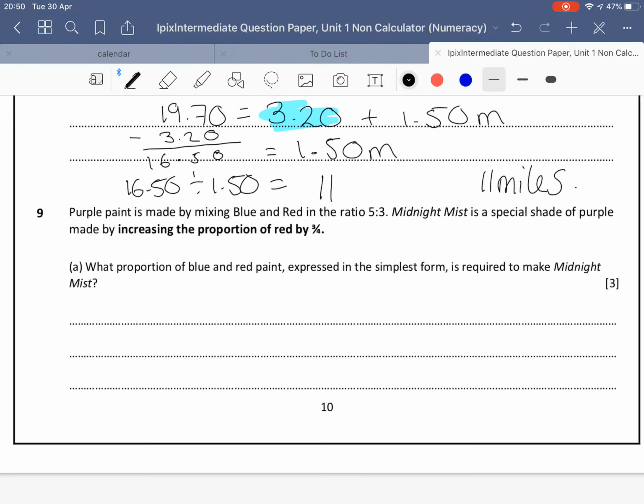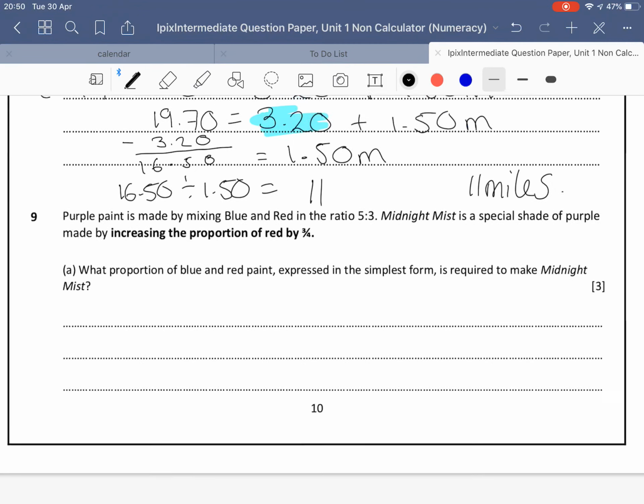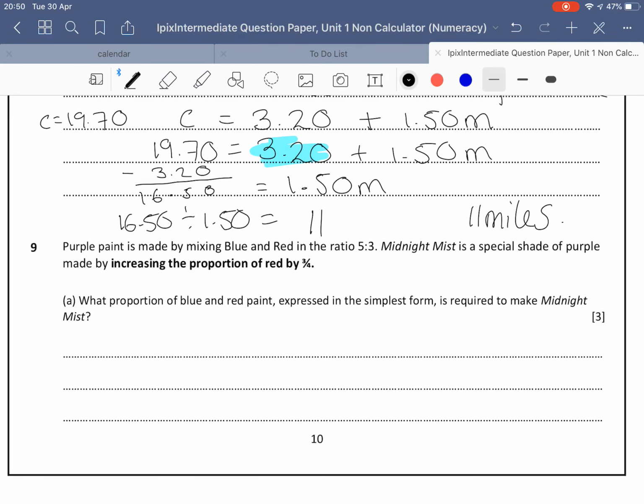Now, let me just zoom in a little bit. This is the way I did it. If you've got a different way, or if you want to ask your teacher a different way, that's absolutely fine, but this is just the easiest way I could find, or I could think of.